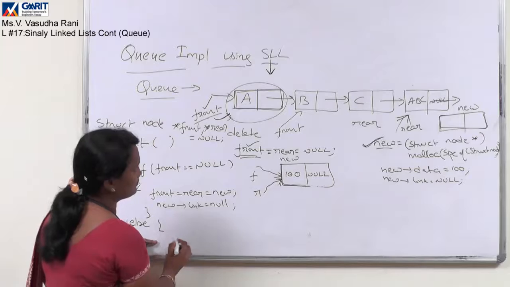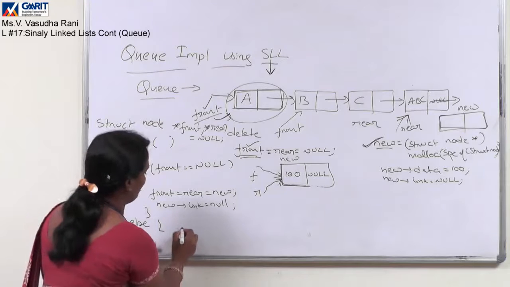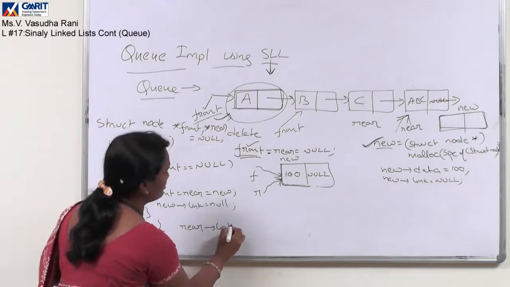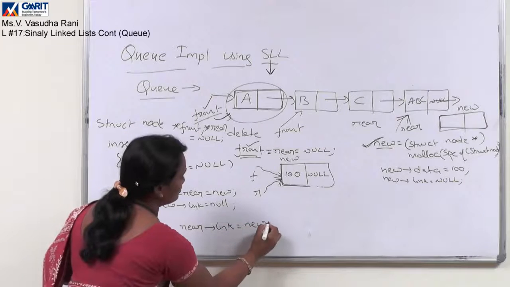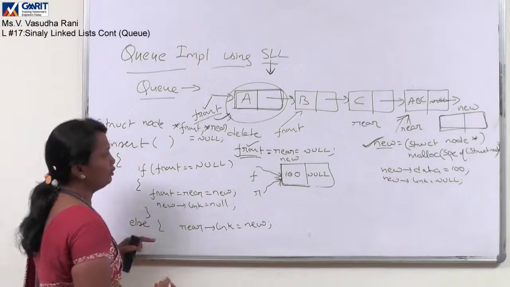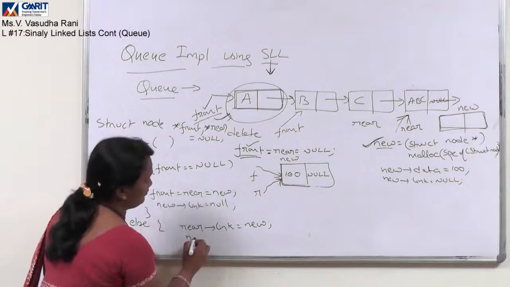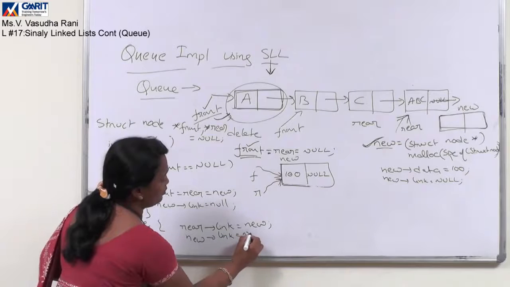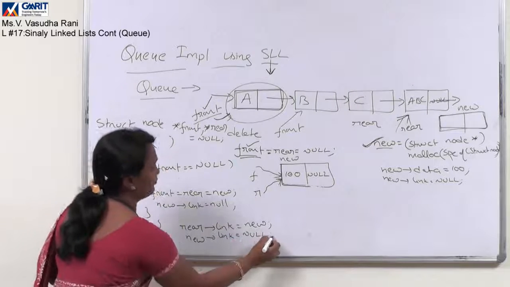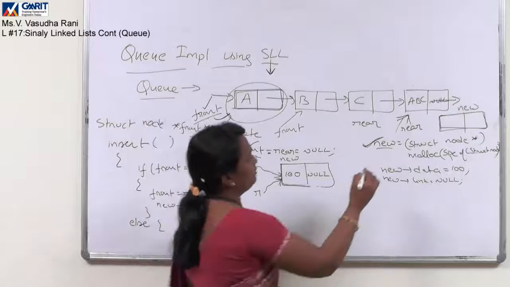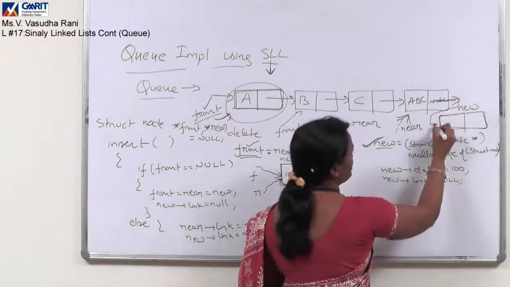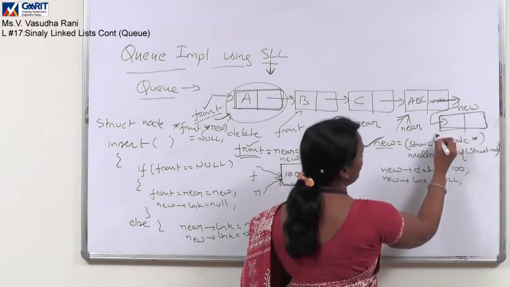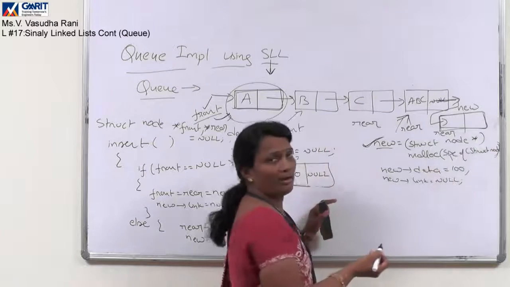It is your rear link equal to your new node, and new's link should be null, and after connecting this to this new node, you have to make this new node as your rear end.